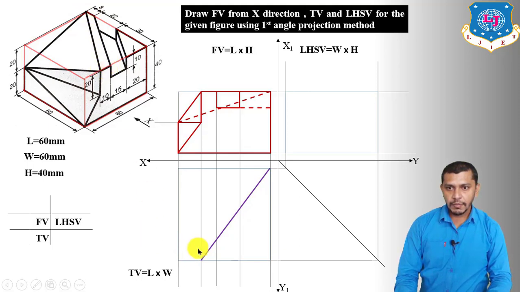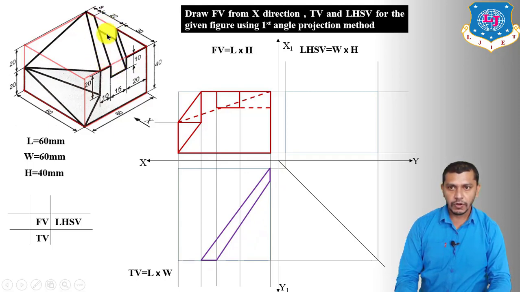Now this length is 10 mm that we have already projected. So measure 10 mm over here. This length is 8 mm, so measure 8 mm over here and connect this point to this point. It gives us the top view of this part.